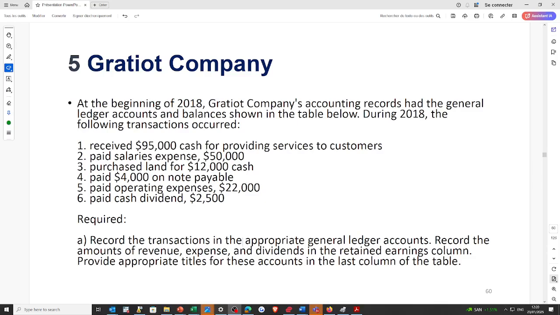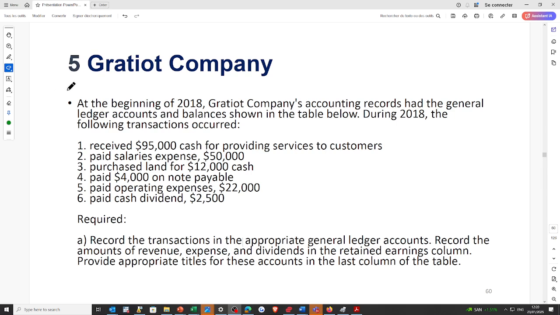Now we are at the correction for exercise number 5 of the transaction analysis. Our case study is about the Gartios Company. Here's the information about the company for the last accounting period, right?